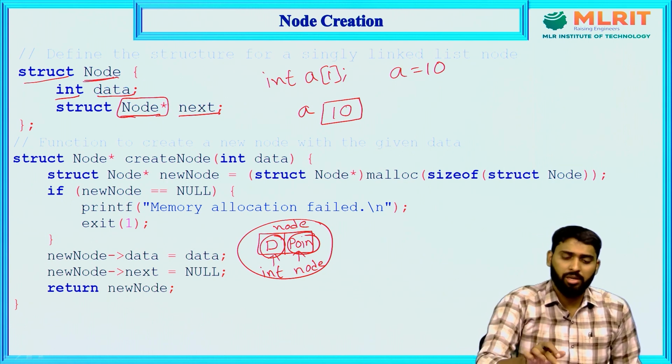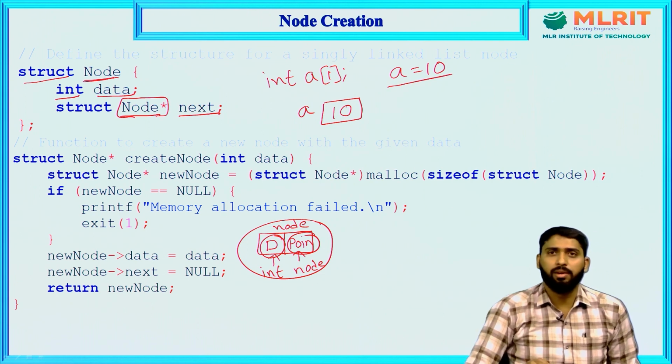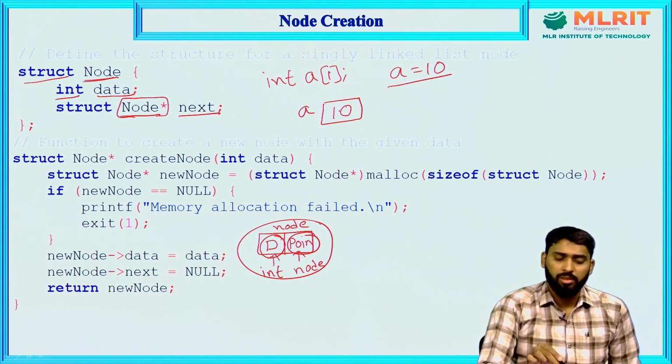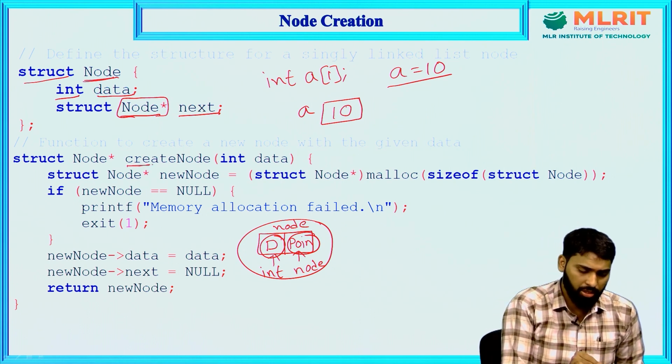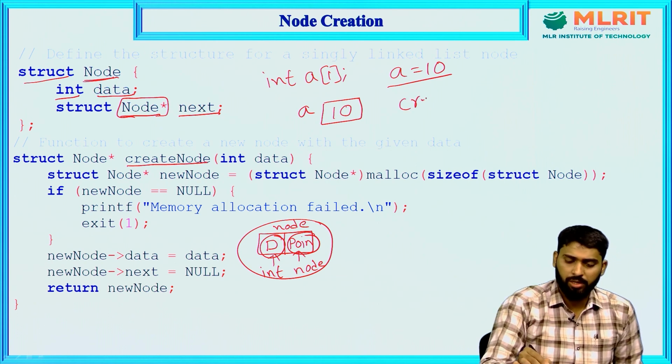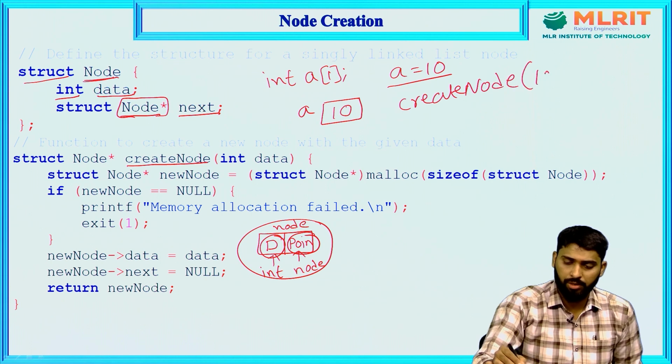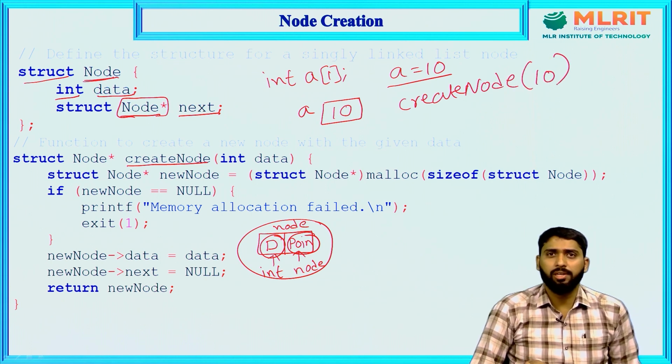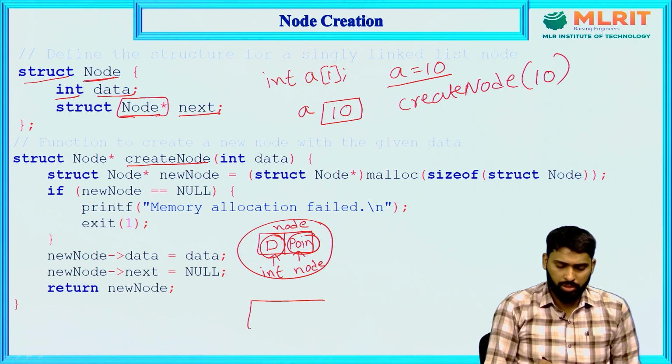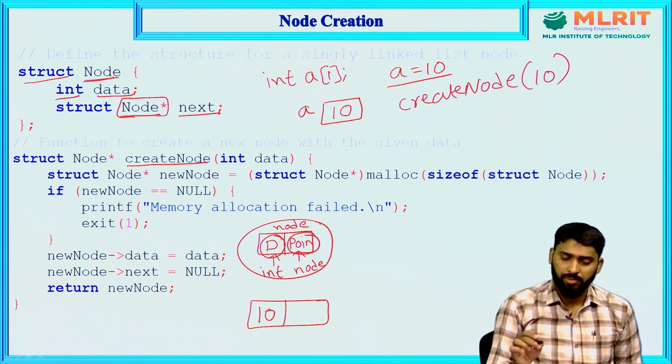For example, here I am assigning data a equals 10. Now the memory is allocated, and in that memory 10 is stored. Similarly here the function name is createNode, createNode(10). Now what is my intention? I want to store this 10 in a node. Okay, now the createNode.